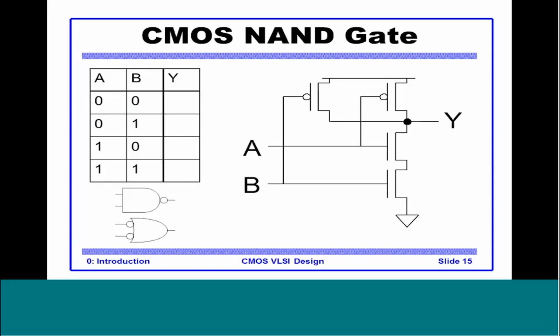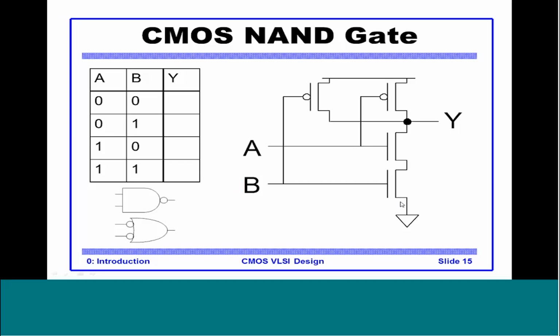Let's look at a slightly more complex gate, which is the NAND gate. This is a 2-input NAND gate. In CMOS technology, one input always corresponds to one pair comprising an NMOS and a PMOS transistor. Since it's a 2-input gate, for each input you have one PMOS and one NMOS. Let's see how they are connected together.